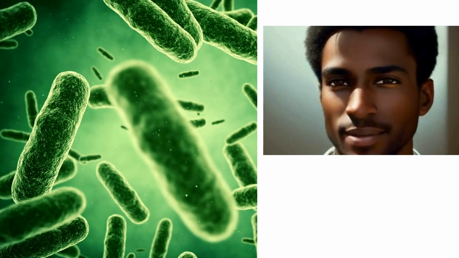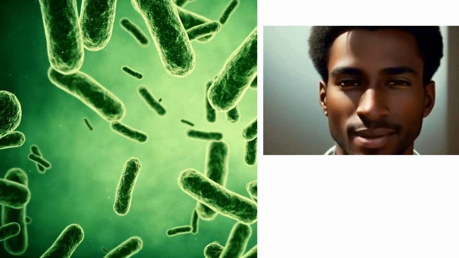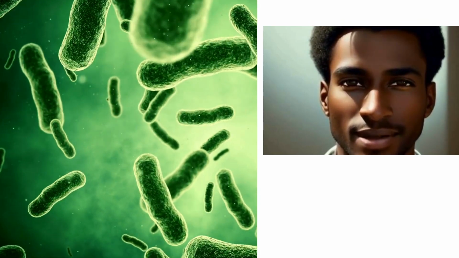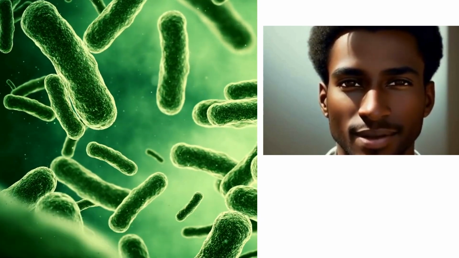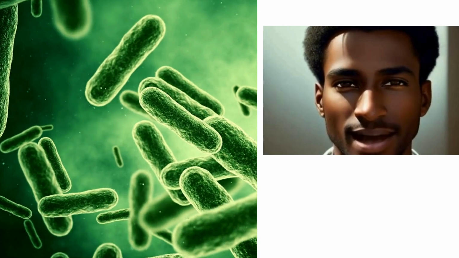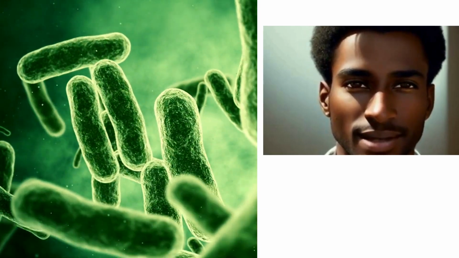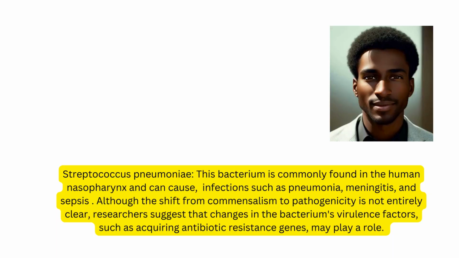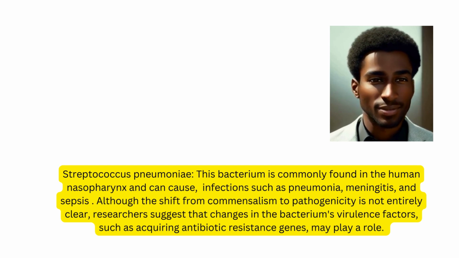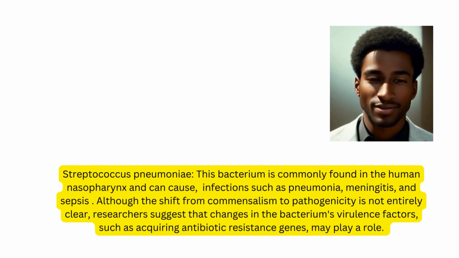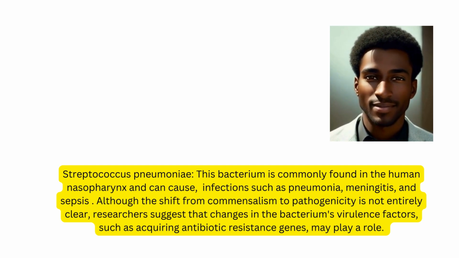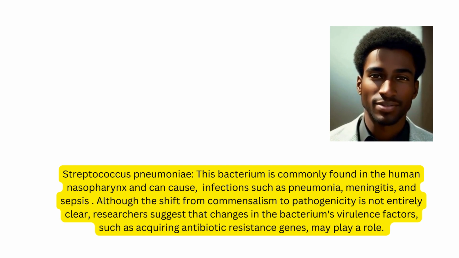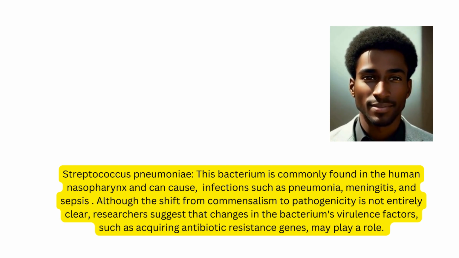and the commensal microbiota. However, disruptions in the microbial communities can lead to imbalances that have been linked to various diseases, including inflammatory bowel disease, allergies, asthma, diabetes, and obesity. Certain human commensals can transition to virulent pathogens. Here are some examples. Streptococcus pneumoniae. This bacterium is commonly found in the human nasopharynx and can cause infections such as pneumonia, meningitis, and sepsis.